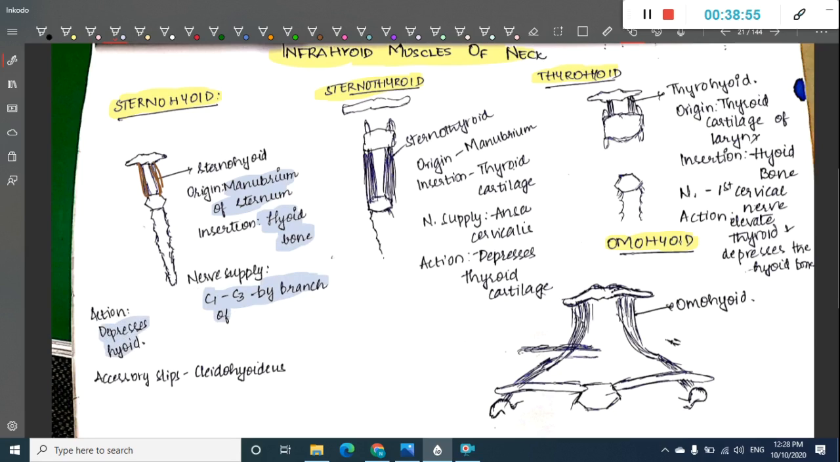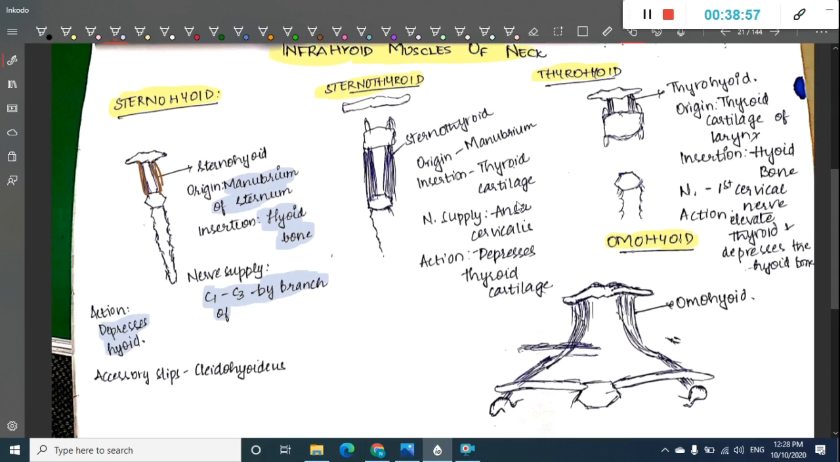Then we have sternothyroid. It originates from the manubrium of the sternum and goes to the thyroid cartilage, as the name says. It is mainly supplied by ansa cervicalis, and it also depresses the thyroid cartilage.